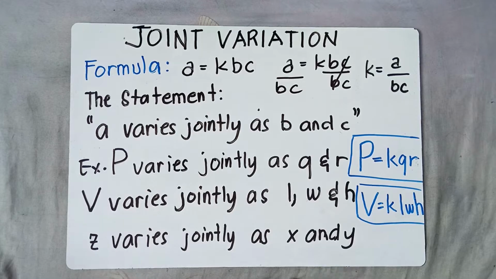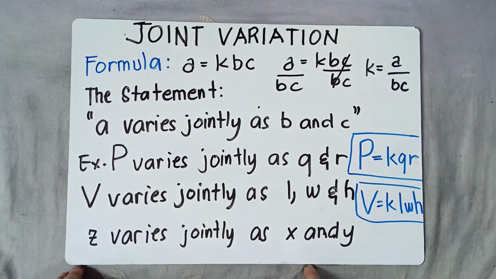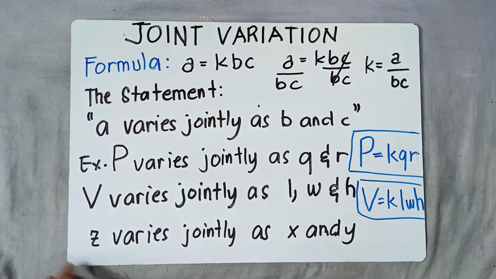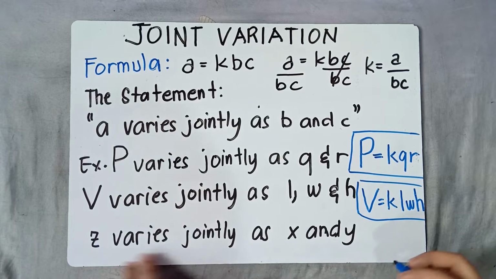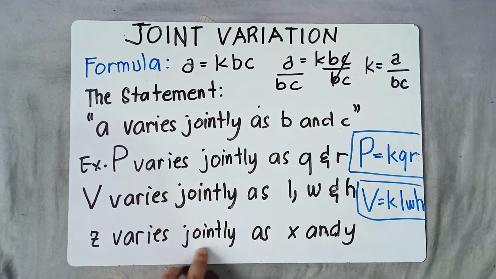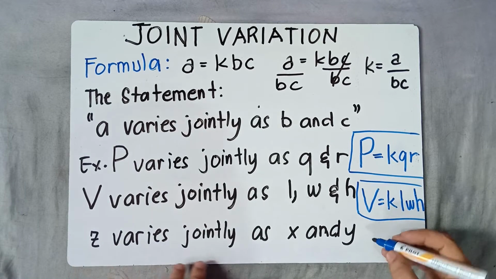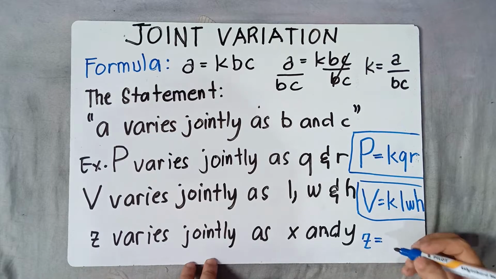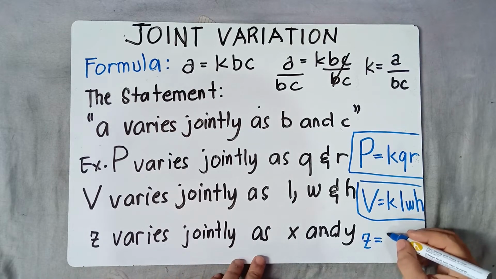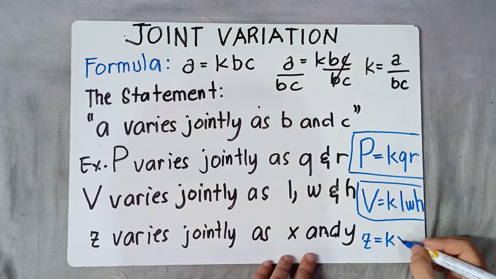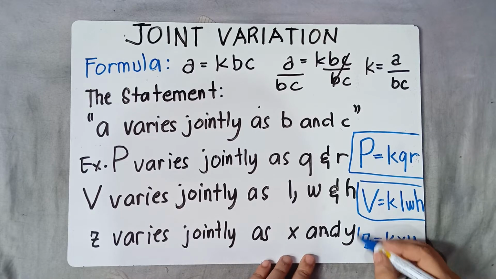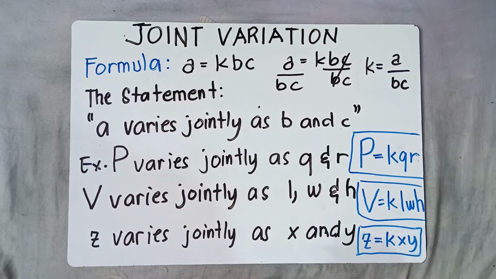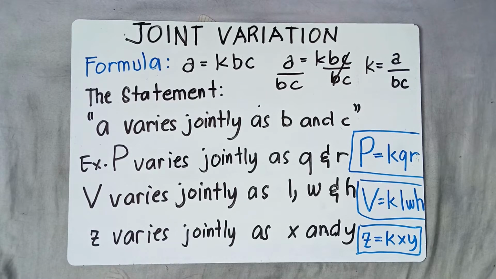Could you try the last one? Alright, what's your answer? Z varies jointly as X and Y. So we have a small z, equals, do not forget K, then X and Y. So that's it. That's how you transform each statement into mathematical sentences.